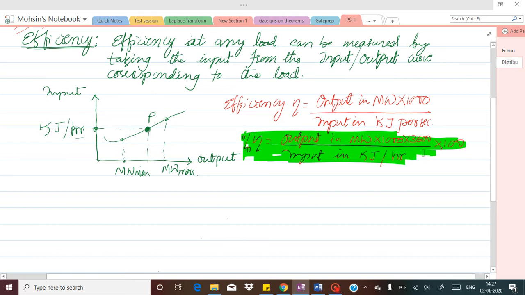Now let us talk about another very important input output curve, which also gives us the heat rate. Now what is the heat rate? It is also the ratio of the two terms, input and output, but here the numerator is the input to the unit and the denominator is the output. That is called the heat rate. Let me write that here.